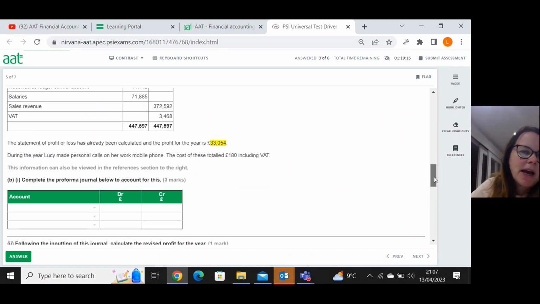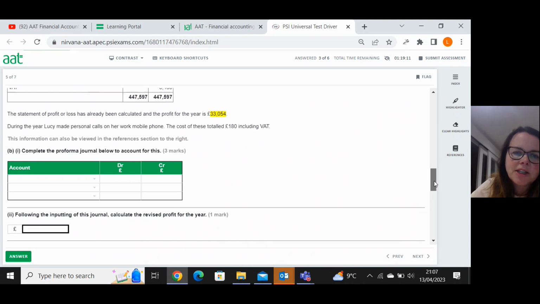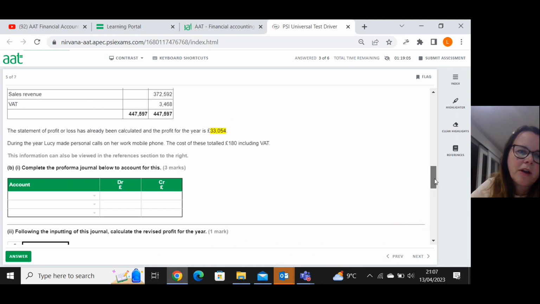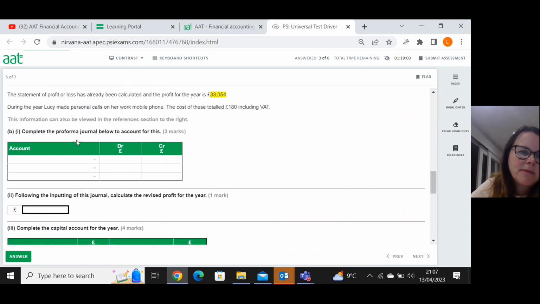During the year, Lucy made personal calls on her work mobile phone. The cost of these totalled £180, including VAT. Right, they're personal calls, so they're not a business expense. So it's asking to complete the pro forma journal below. Oh, this is better. Unlike the previous question, where it asked for a journal and it said balances here, now it is correctly headed up account. I'm hoping that's what they'll do in the real exam.